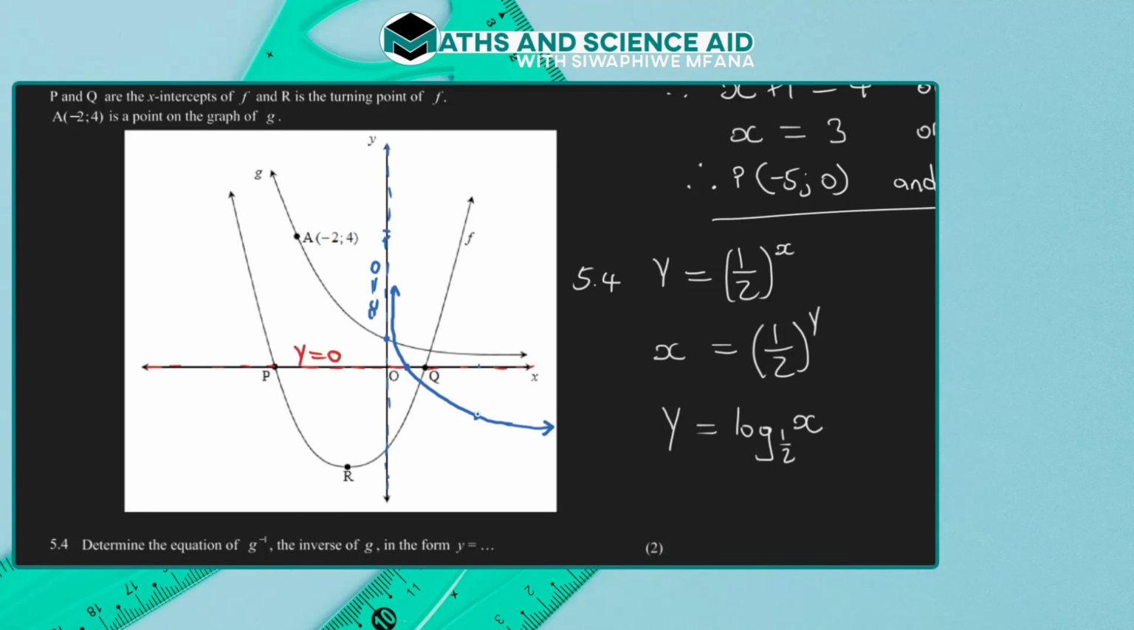And remember that these coordinates here are what was previously called point A. So the coordinates, as we had discussed, are now (4, -2). And this is also another important point that you should show, which is the point (1, 0), as we had discussed. That's how you can sketch the graph of the inverse of g.